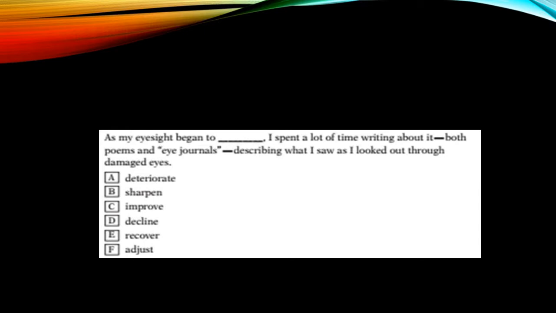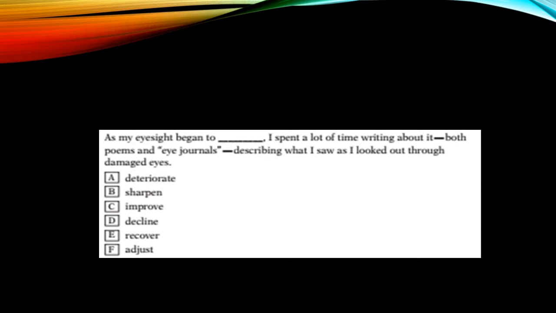The first word is deteriorate. Deteriorate is degrade, or maybe I can say this is the opposite of improve. Now let's see, are there any words which are similar to deteriorate? Deteriorate is not the same as sharpen. Similarly, deteriorate can never be the same as improve. But deteriorate may be similar to decline. So one pair I could see is deteriorate and decline. That is to say, A and D could be a pair.